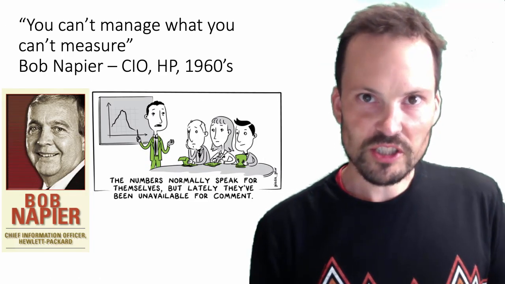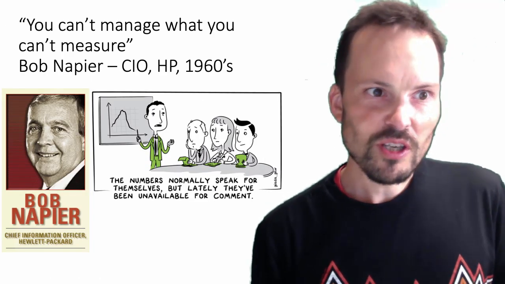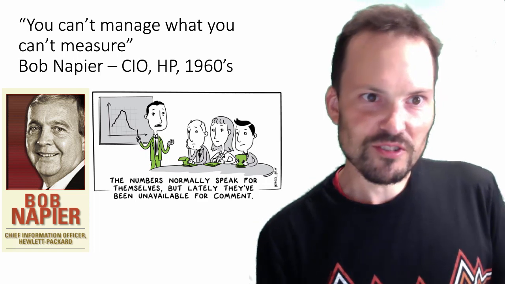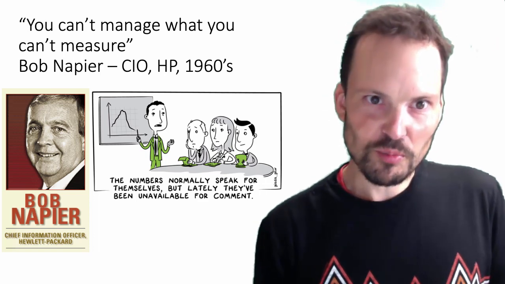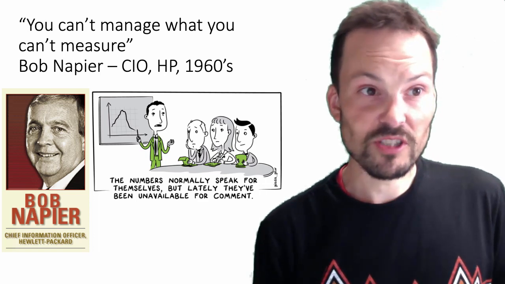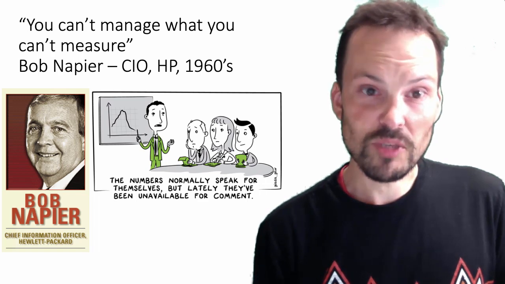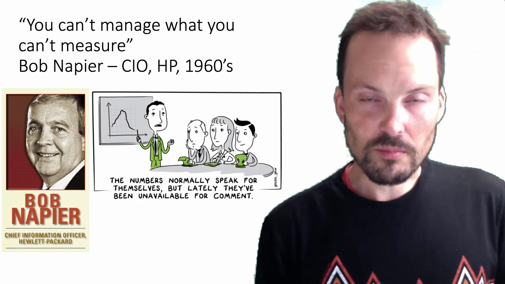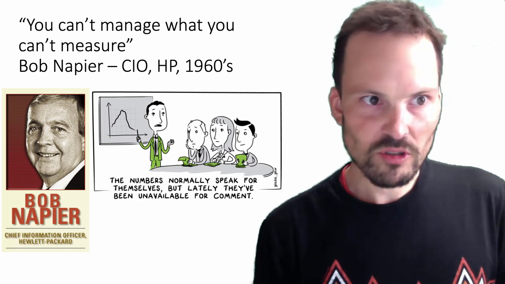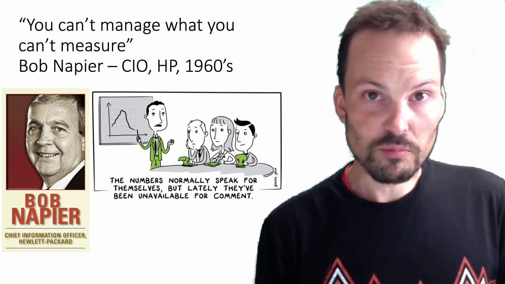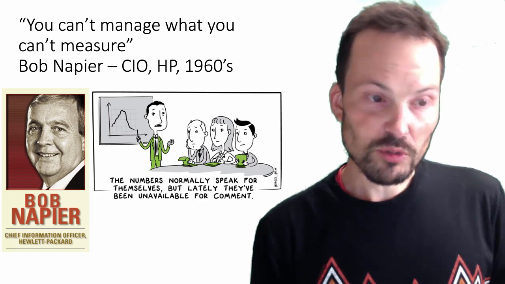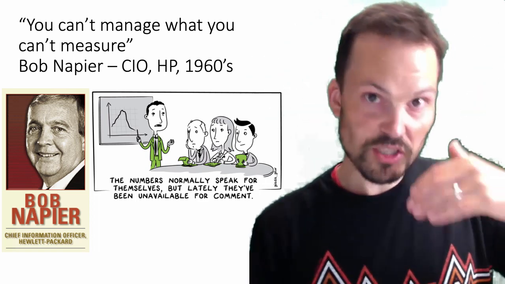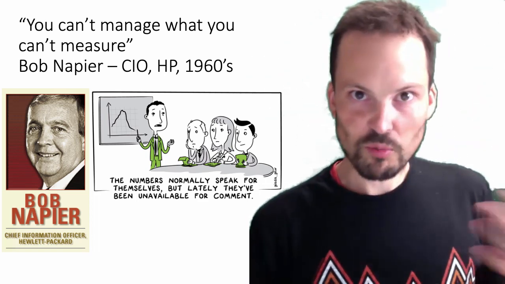So essentially analytics is not really something new. Bob Napier, the famous CIO for Hewlett-Packard in the 60s, already said that you can't manage what you can't measure, sort of pointing out the importance of, if you're going to manage the performance of the business, you need to be able to measure that performance, which again comes back from the overall strategy. What are we going to measure? Why are we measuring this?